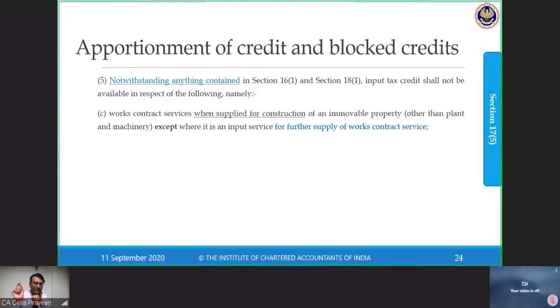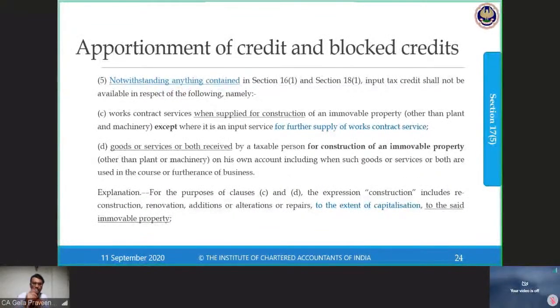Also, there's one term which I have underlined. When supplied for construction, this is one term which says construction. They have given a definition which says that if you read the explanation, for the purpose of clause C and D, the expression construction includes reconstruction, renovation, addition, alterations or repairs to the extent of capitalization, to the said immovable property. That means to say, friends, when I have incurred something on works contract, to the extent I have capitalized, ITC is not available. If I have not capitalized, ITC is available. So this clause C clearly says that if I have not capitalized this works contract in my books of accounts, you can take the ITC.